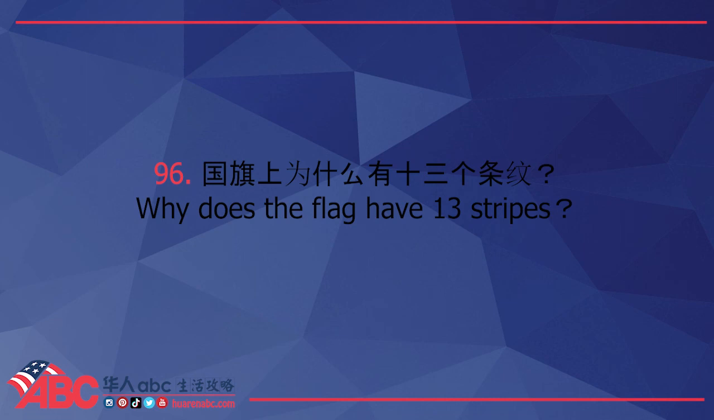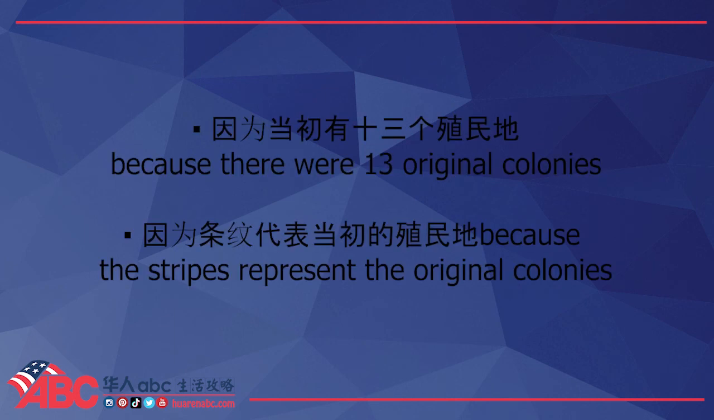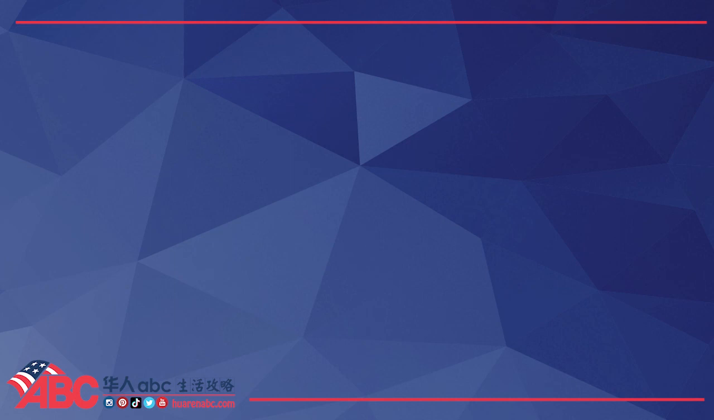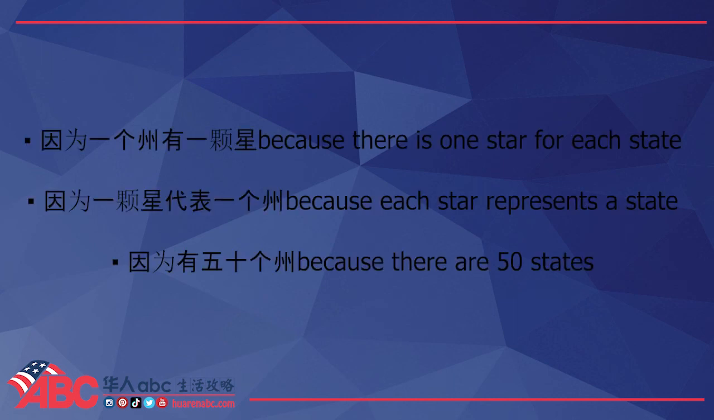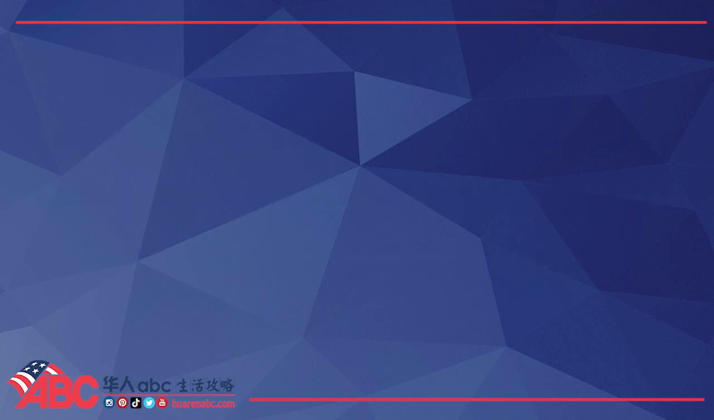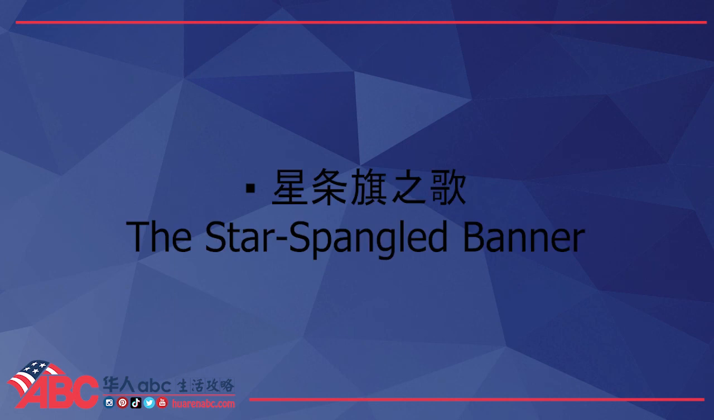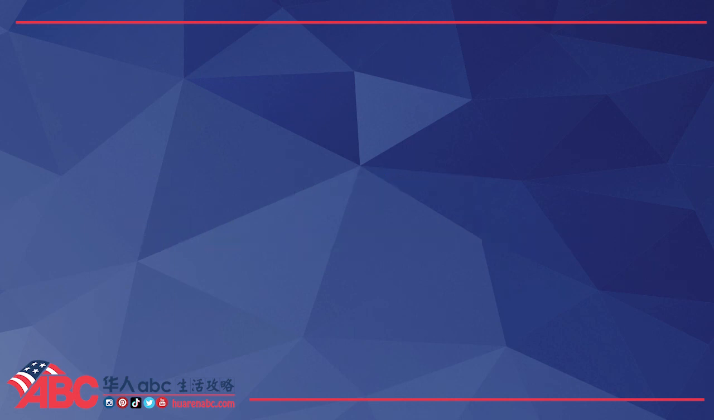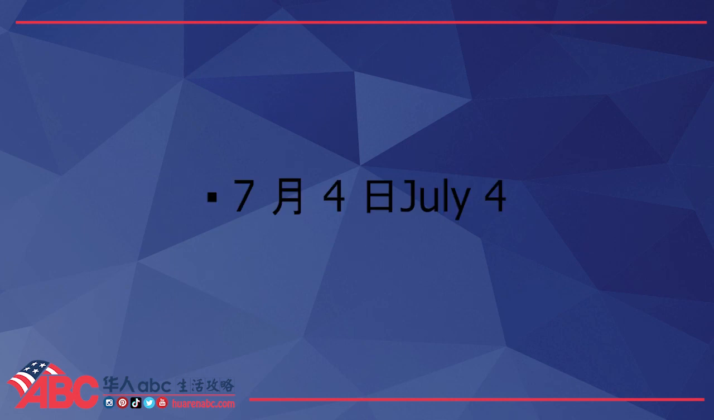Why does the flag have 13 stripes? Because there were 13 original colonies. Because the stripes represent the original colonies. Why does the flag have 50 stars? Because there is one star for each state. Because each star represents a state. Because there are 50 states. What is the name of the National Anthem? The Star-Spangled Banner. When do we celebrate Independence Day? July 4th.